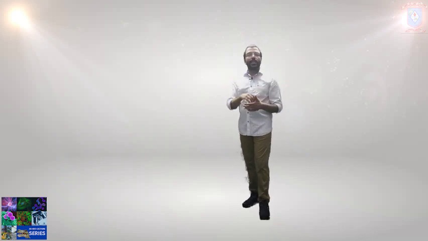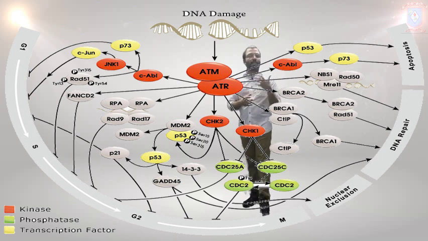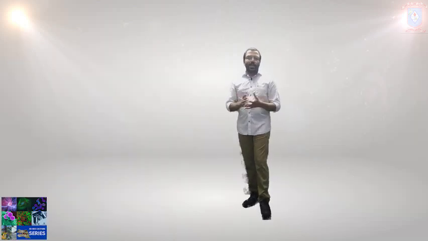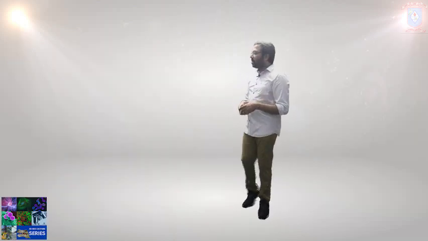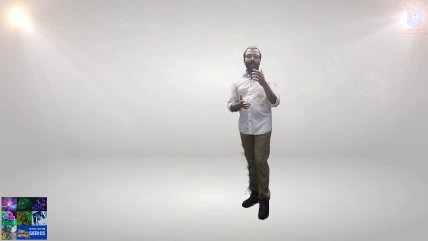Keep in mind that all these pathways are multi-step processes and they are all part of extraordinarily complex, interconnected signaling networks. Let's discuss the first pathway, that is the ATR-mediated pathway, in detail.